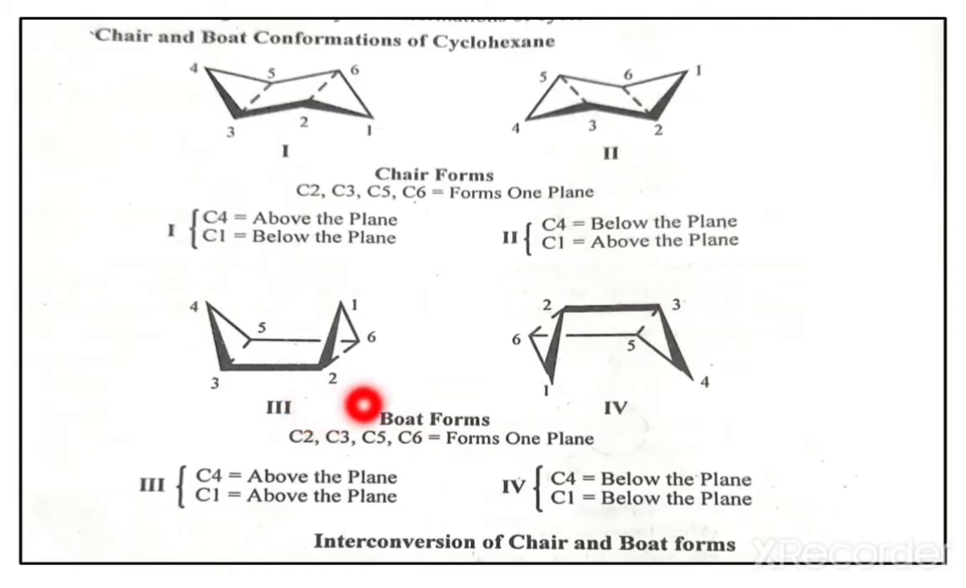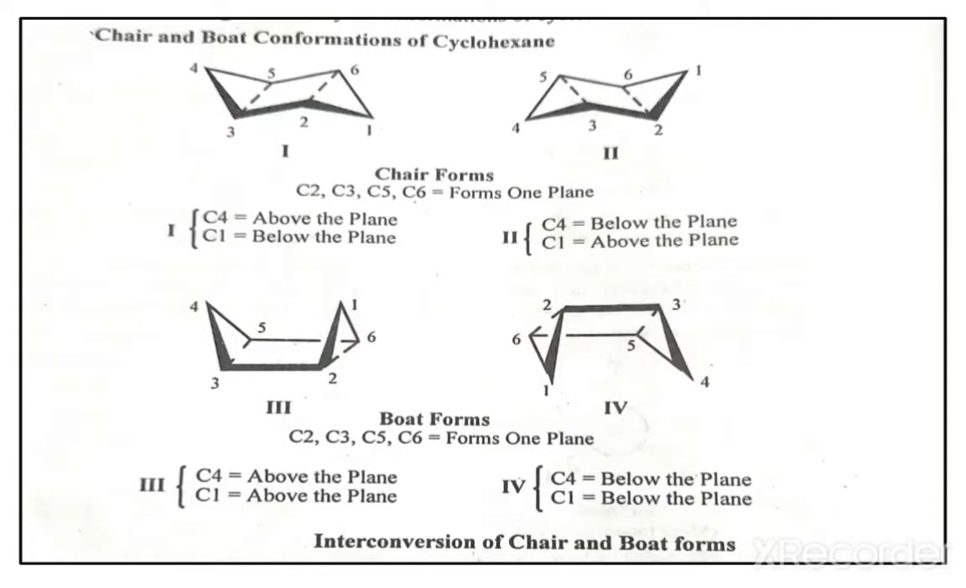Now if we see in both conformations, the C4 and C1 both are above the plane in the third conformation. Now in the fourth, the C1 and C4 both are below the plane. So this is the difference between the third and the fourth. That means this is an interconversion of chair and boat forms. So friends, the first one is the chair conformation and the second one is the boat conformation.